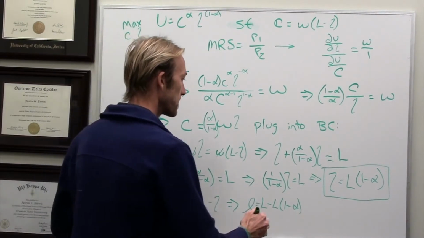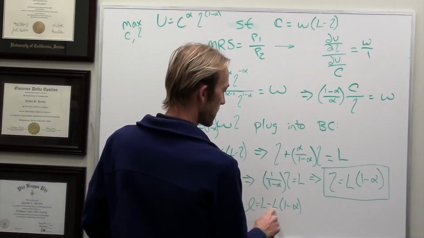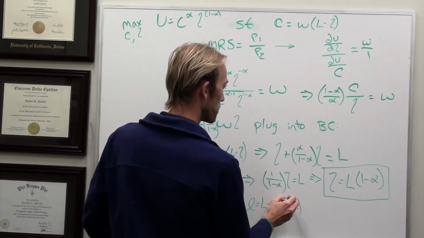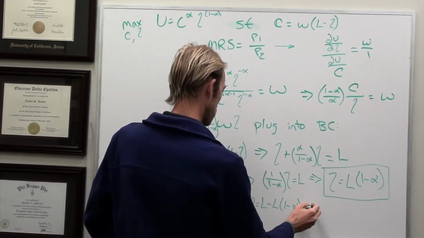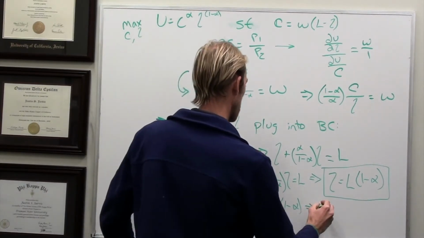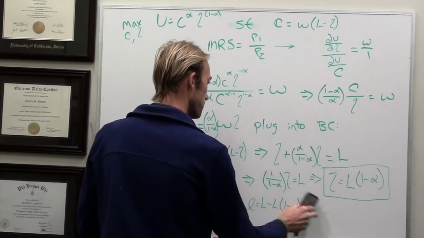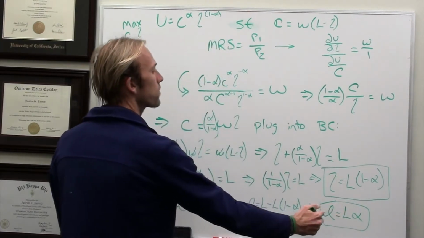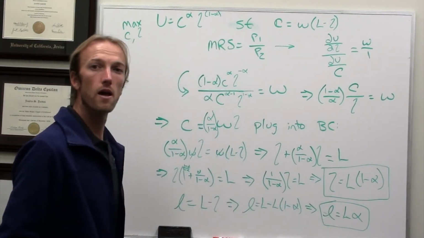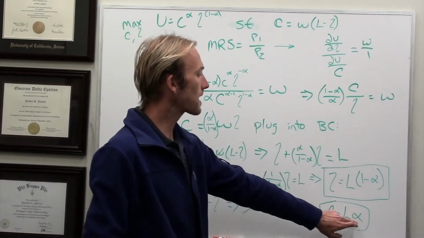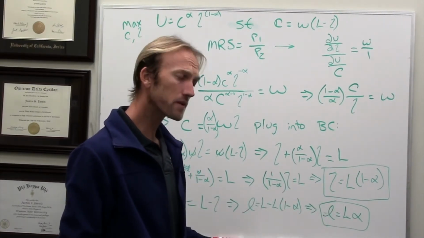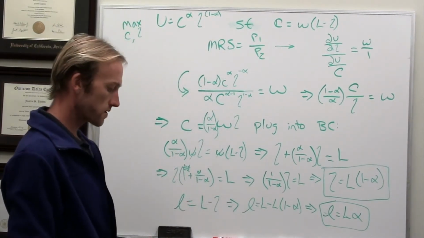Okay, let's multiply this out. Negative L times 1 is negative L. And negative L times negative alpha is positive L alpha. So this is going to be L minus L plus L alpha. The L's cancel, and I'm left with labor is equal to L alpha. So if I get more endowment, then yes, I will labor more also. If you give me more hours, alpha percent of them I'll work, 1 minus alpha percent of them I will consume as leisure. It makes perfect sense considering that's what these told us right here.